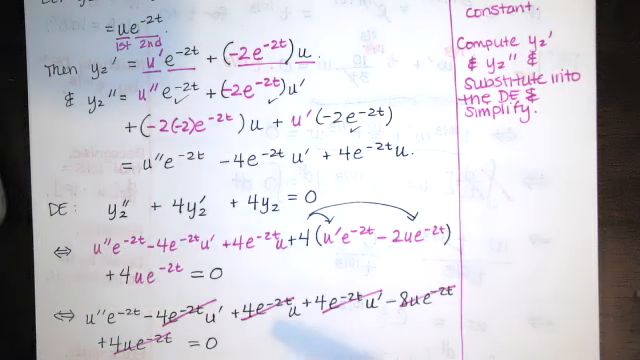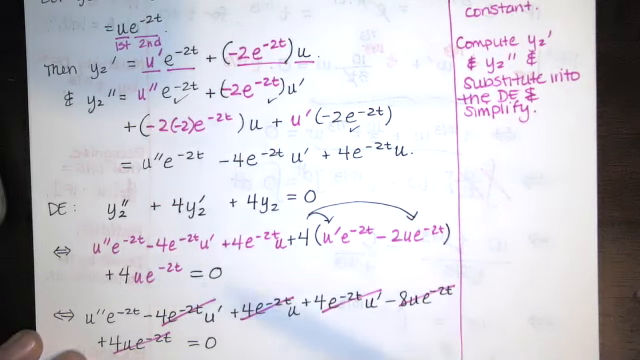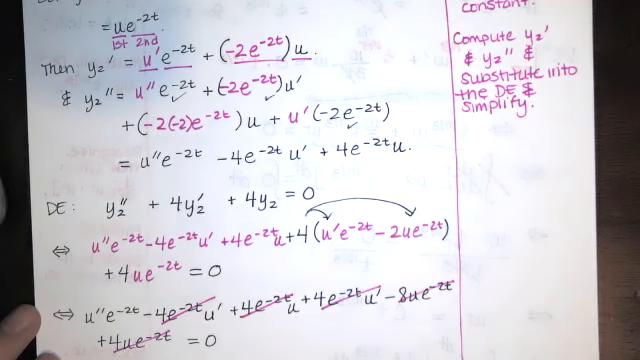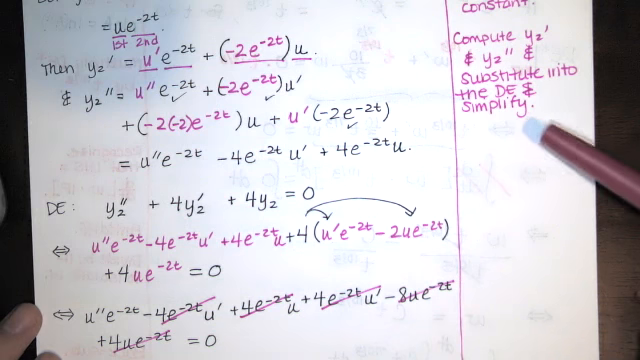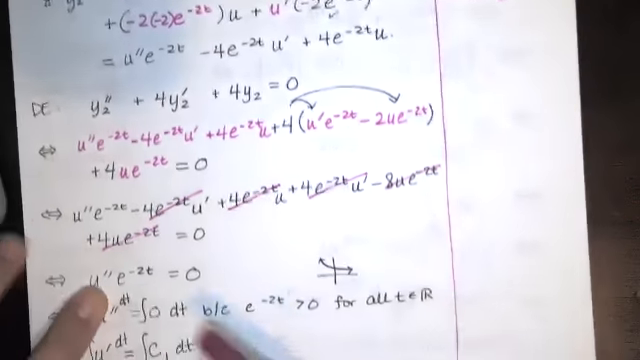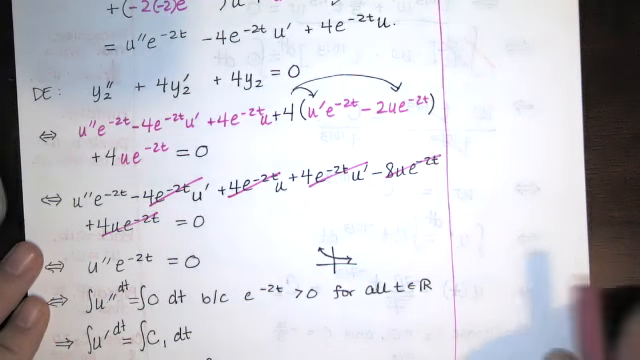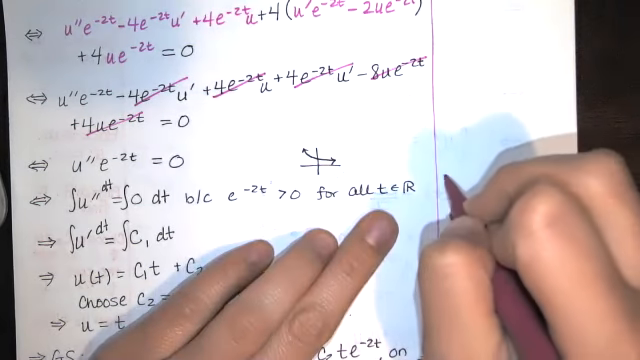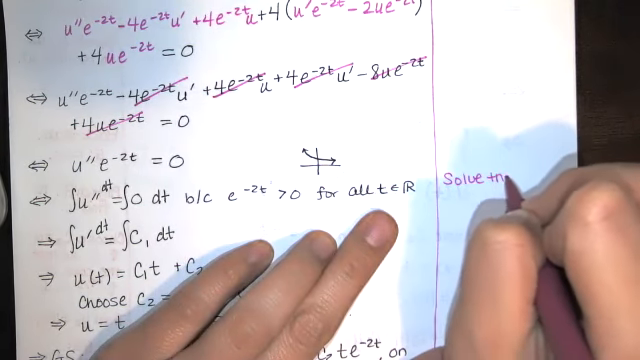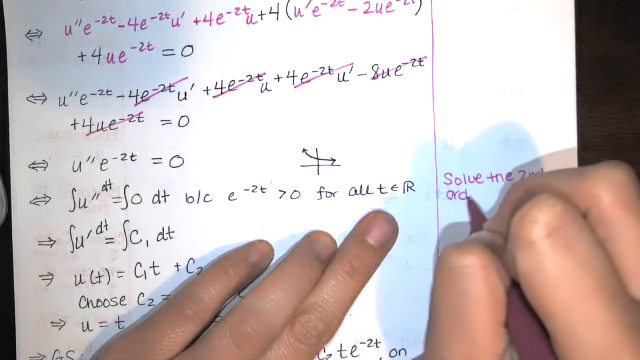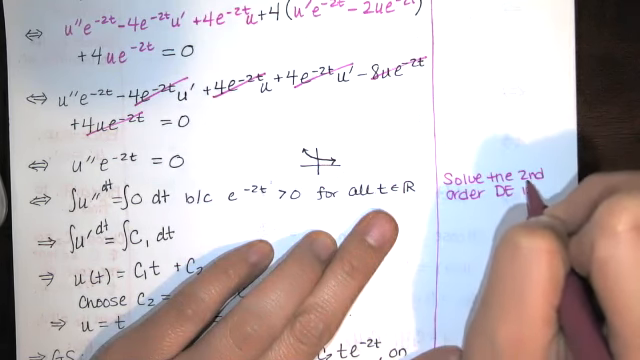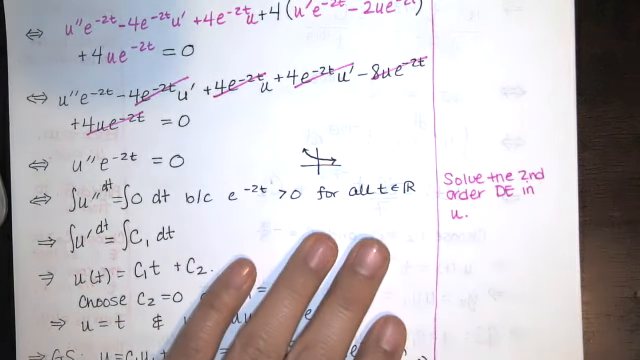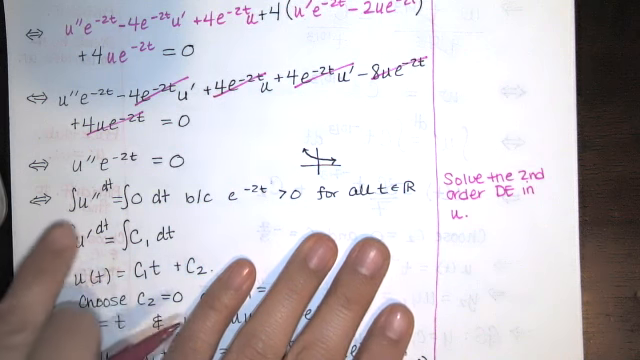So we substitute this into here, and now we've got this second order differential equation in u. If we can find u, then we can find y sub 2. And then once we know y sub 2, we can find the general solution. So we substituted and we simplified, and then we ended up with this differential equation in u prime. So we'll say solve the second order dE in, actually it's second order dE in u, not second order dE in u prime. It's just the second derivative is equal to 0.